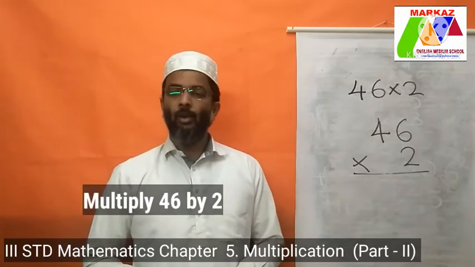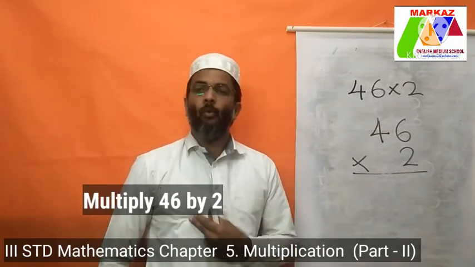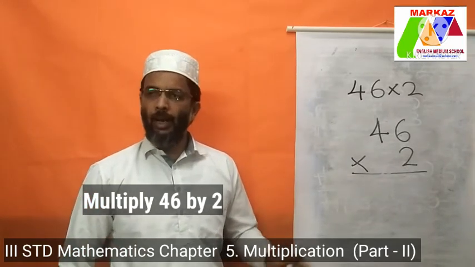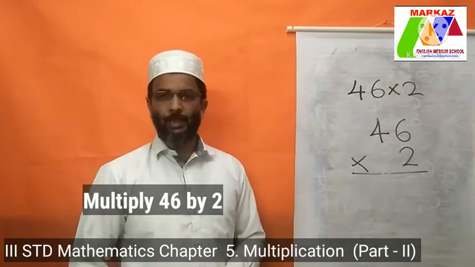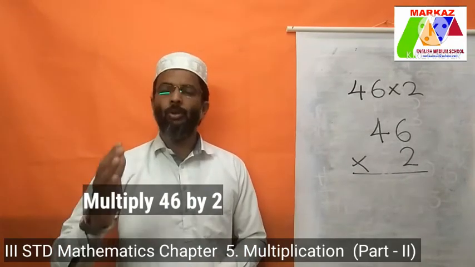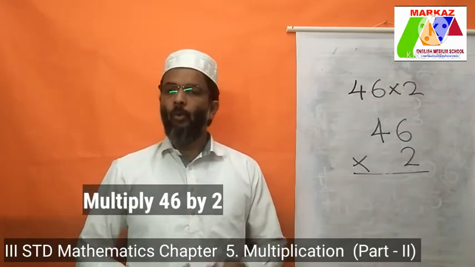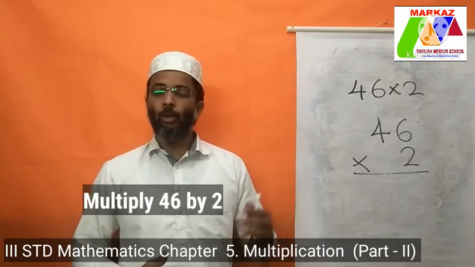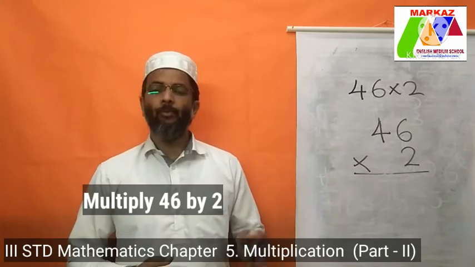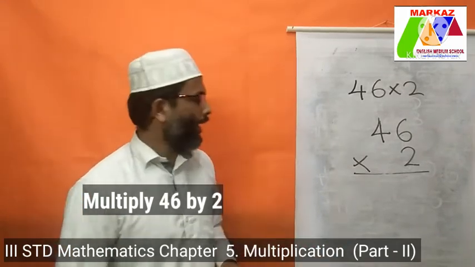Okay, here we go with the first step. We multiply the bottom digit by the top digit in the ones place. 2 into 6 is equal to 12. Because we have a 2-digit answer, we carry the 1 to the top of the tens column and we leave the 2 in the answer line.